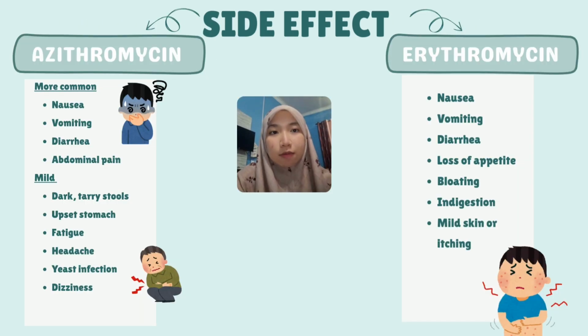Now, side effects for azithromycin. More common are nausea, vomiting, diarrhea, and abdominal pain. Milder ones include dark, hairy stool, upset stomach, fatigue, headache, yeast infection, and dizziness. For erythromycin, the side effects are nausea, vomiting, diarrhea, loss of appetite, bloating, indigestion, and mild skin itching.